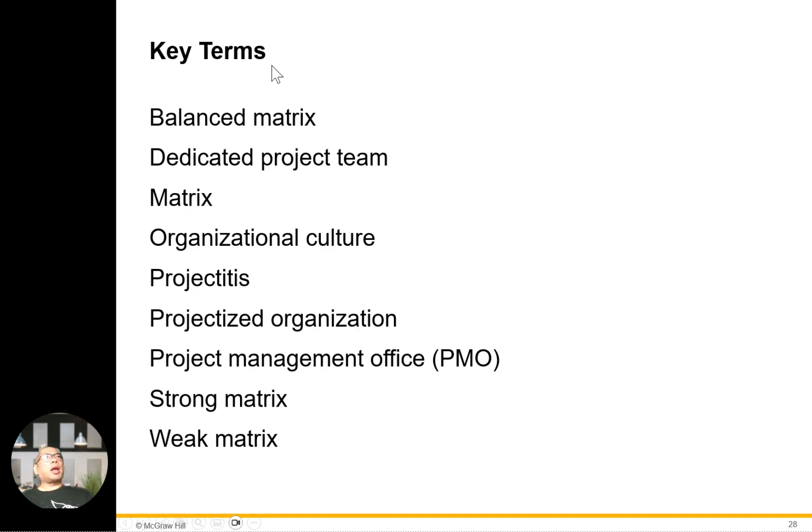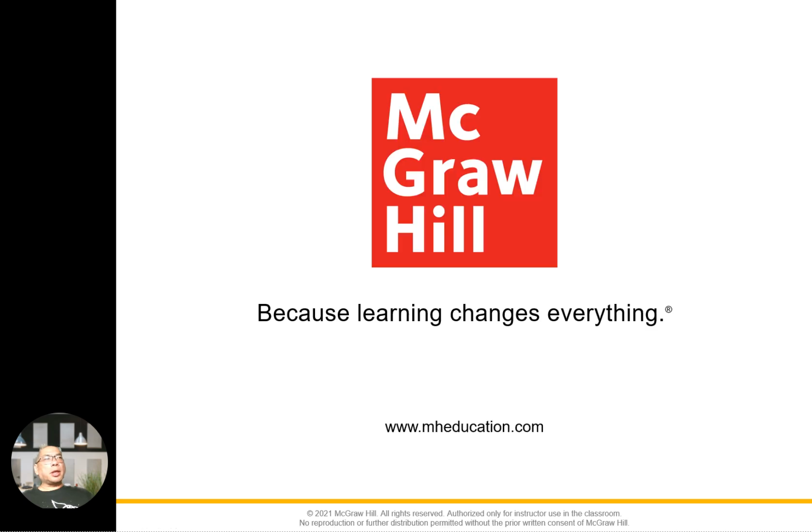Okay, for this chapter, the key terms are balanced matrix, dedicated project teams, matrix, organizational culture, projectized, project organization, PMO, strong matrix, as well as weak matrix. This material is owned by McGraw-Hill in terms of copyright. I will post this on YouTube as well as on Edpuzzle. You can use this for the chapter 3 project management course that you take from me. Thank you.